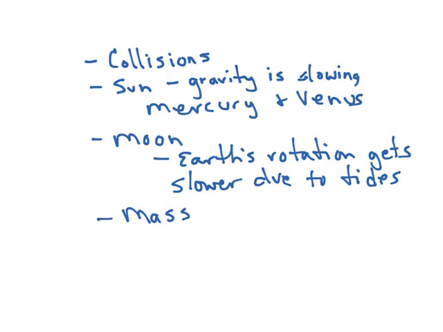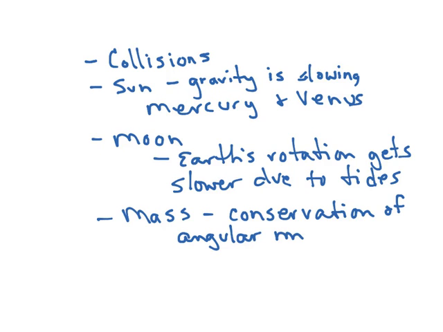Mass does have an effect because of conservation of angular momentum. The more mass you pull in, the quicker it will rotate. So all of these things can affect the rotation rate of a planet. But for the most part, it has nothing to do with how close it is to the Sun, with the exception of Mercury and Venus, because of that gravitational locking that has slowed them down. But everybody else, it's a lot of different factors, but not the distance from the Sun.